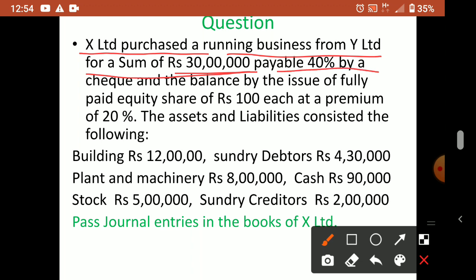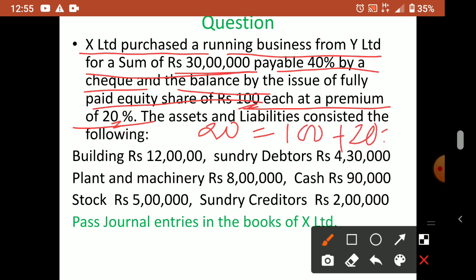So payable 40% by a check. So what company did? 40% of the amount they paid by check, immediately paid, and the balance, so remaining amount, fully paid equity shares of 100 each at a premium of 20%. So 100 each is the value of share that they issued at a premium of 20%. So 20% of 100, so what will come? 20 will come. So now issue price will be how much? 100 plus 20. So we have to take 120 is the issue price.